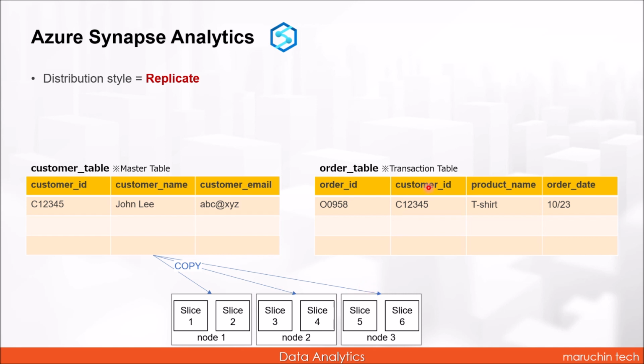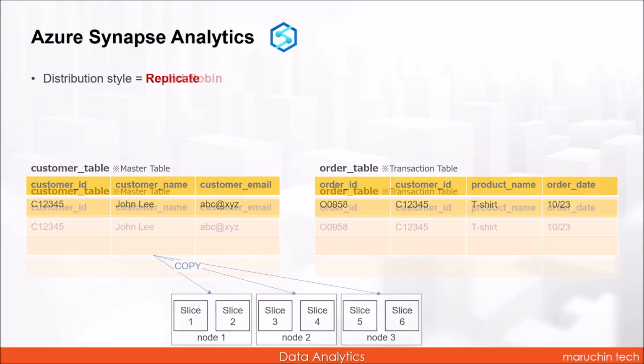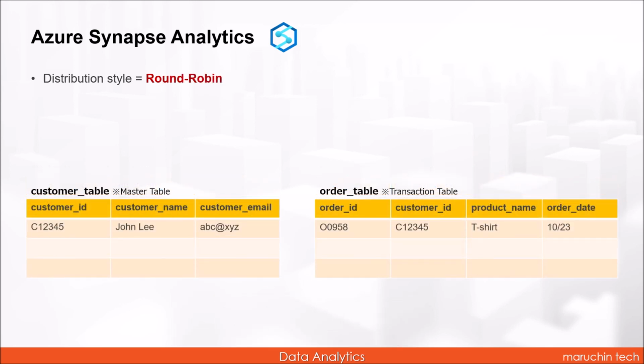However, on the other hand, replicate is not suitable for large tables. For example, the order table grows with each transaction, so if it replicates to all nodes, the total data volume will be large and the cost will increase. And finally, there is the round-robin style. If you don't need to distribute by a specific key and the table size is not large, round-robin distributes rows evenly. And these are the different distribution methods.